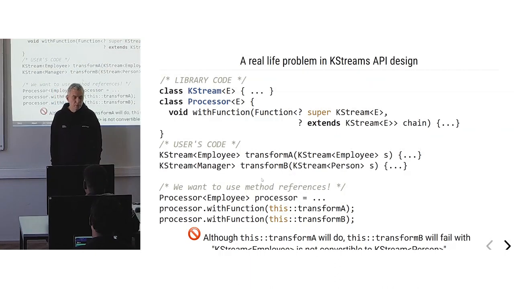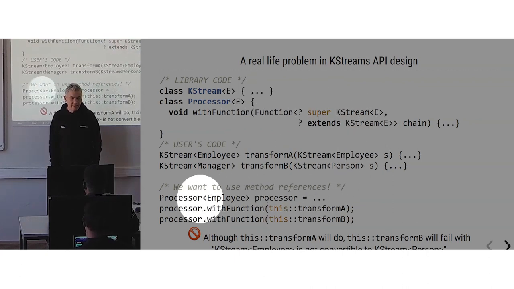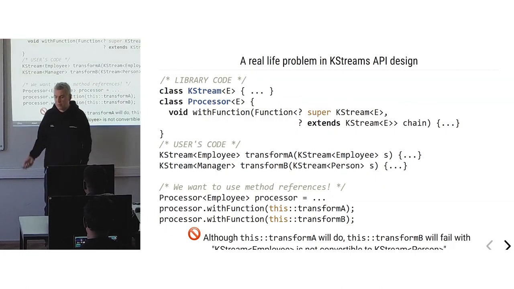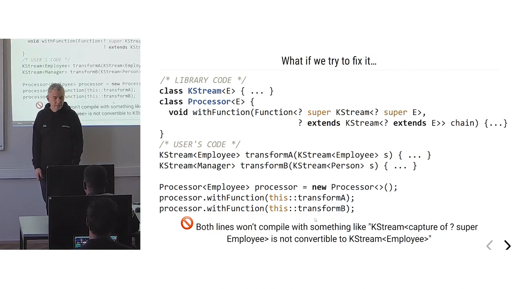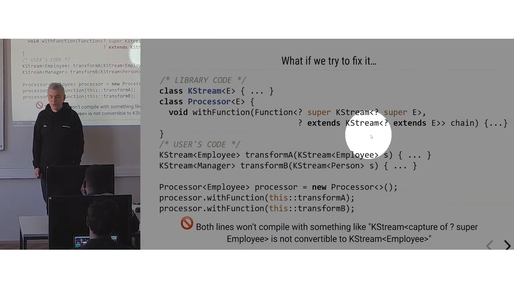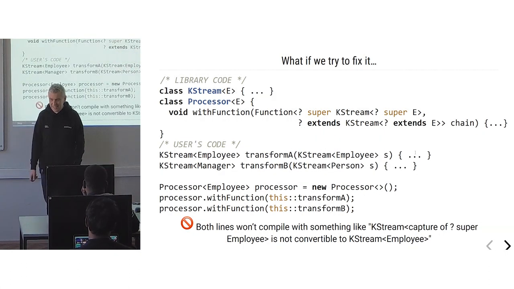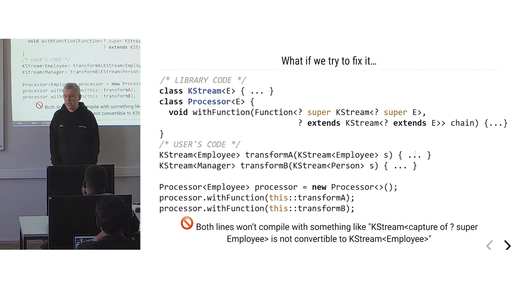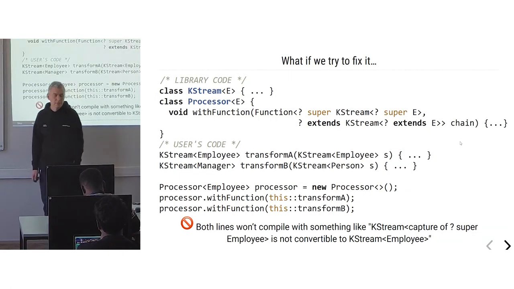But if we have such an API, and if we write code in Java like this, it won't compile. Because of type invariance, it says: oh, sorry, I expect KStream of Employee here, and KStream of Person is not compatible with KStream of Employee. Hello, type invariance. You might say, okay, let's fix it like this. More question marks, so it just becomes tricky to see and understand. Unfortunately, the Java type system doesn't work recursively. It doesn't try to understand this stuff. It will just break at this point.